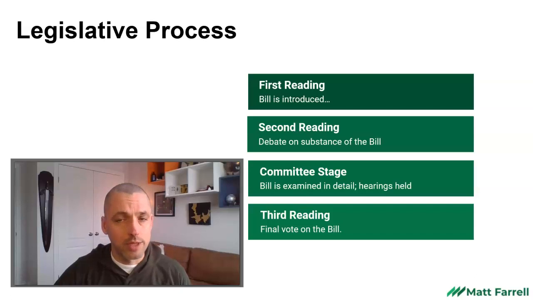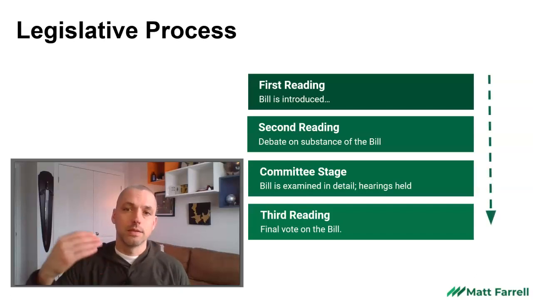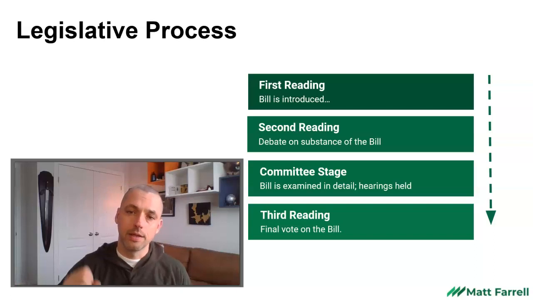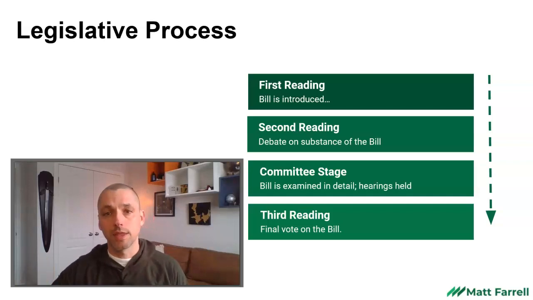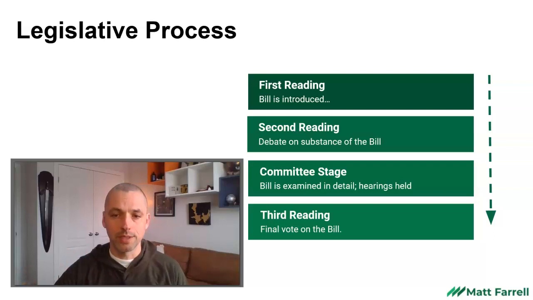Within the chamber, within the House of Commons, there is a process that things follow. Several steps. The first step is first reading, where the bill gets introduced, it gets given a name and assigned a number and put on the calendar. At the second reading phase, the parties will debate the merits of the bill. They will talk about the things they like about it, the things they don't, the things that should be included, and the things they feel should be omitted.